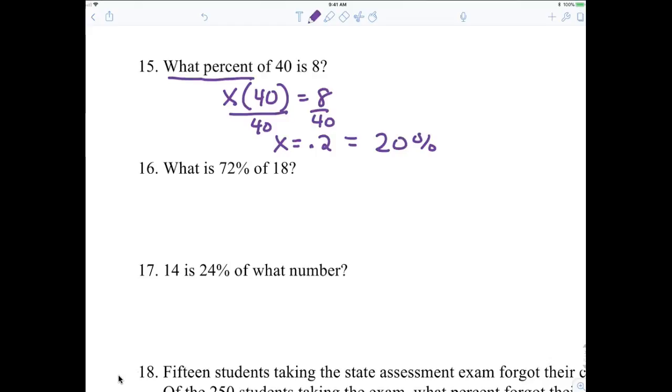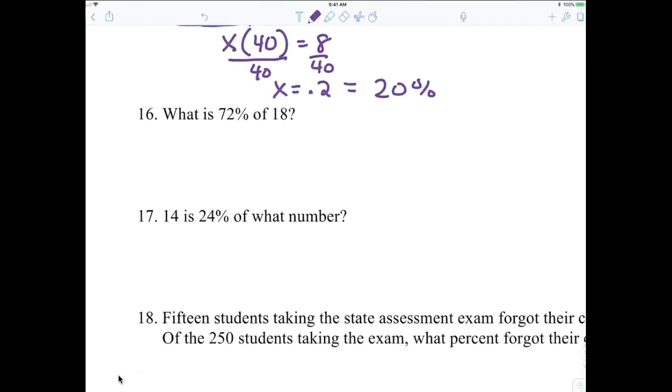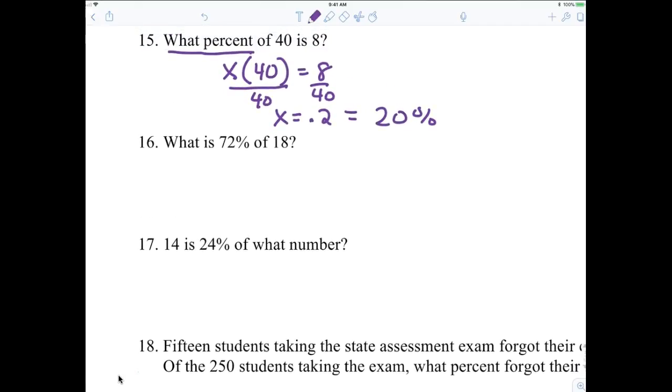Yes, if you want to set that up that way. If you want to set up a proportion, you can. I'm totally fine with that. I just prefer algebra because that's what you're going to be doing next year. But some of the people think it's easier that way, and I'm perfectly fine with that.